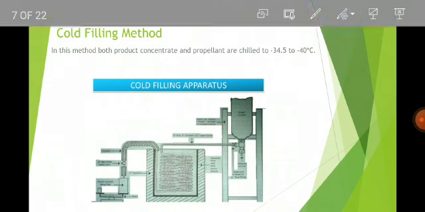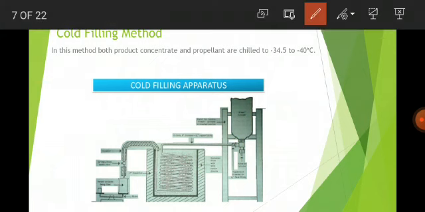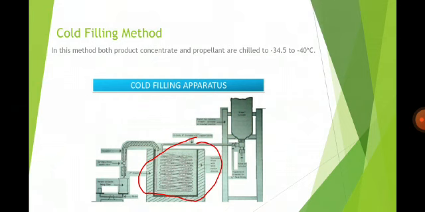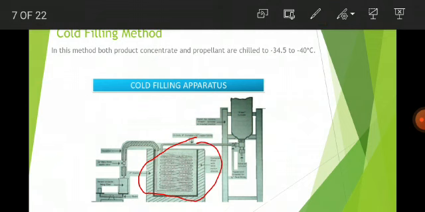Insulated box with coiled copper tubings. The box is filled with cooling system which is the mixture of dry ice and acetone. First, the chilled product is filled into the container. Then the propellant is passed through the coiled tubings.